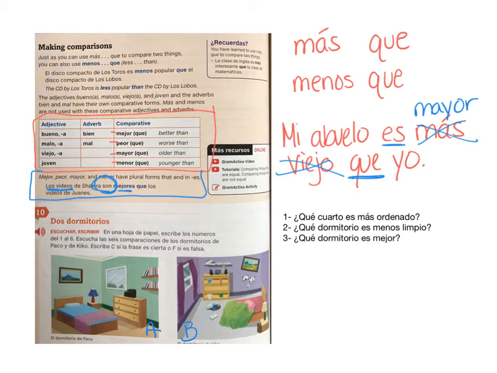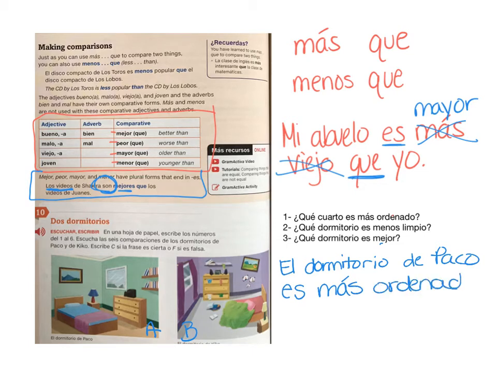The question says, ¿Qué cuarto es más ordenado? What room is more organized? If I want to answer that question, I would start with the room that is more organized. So room A is more organized, or El Dormitorio de Paco. Now when I organize my sentence, I use the form of the verb ser first. So es más ordenado. Then I need que, el dormitorio de Kiko. Okay, and that's the correct structure for my sentence.